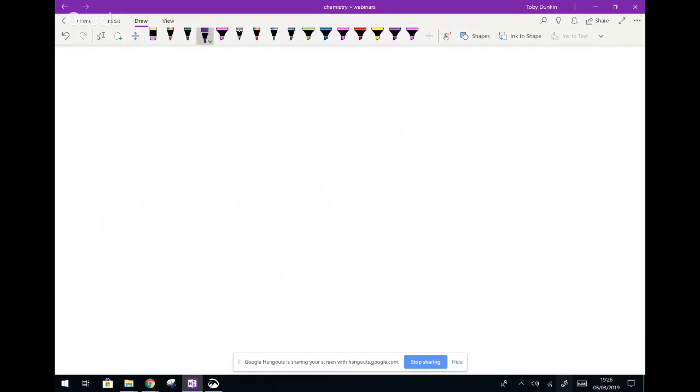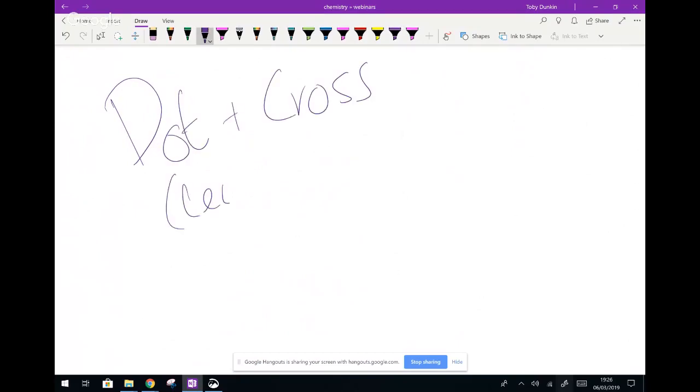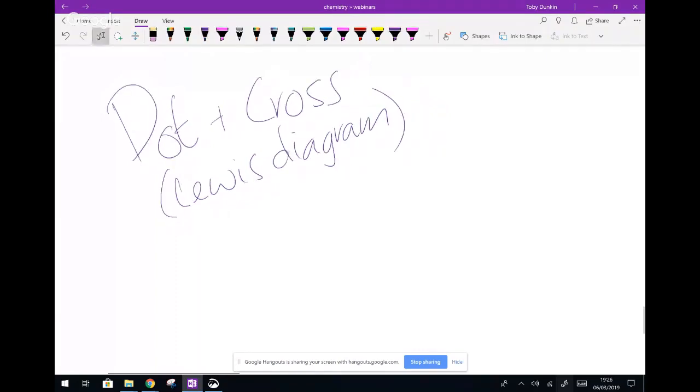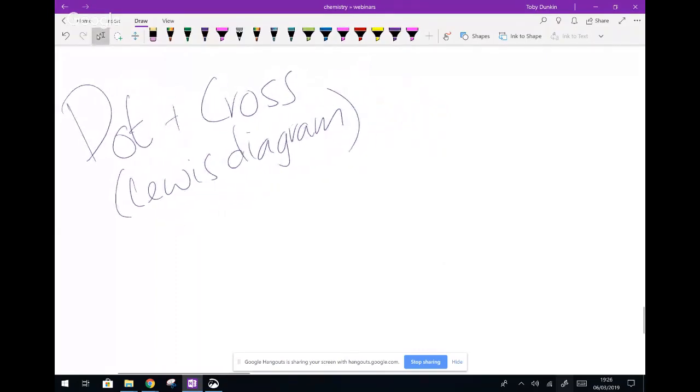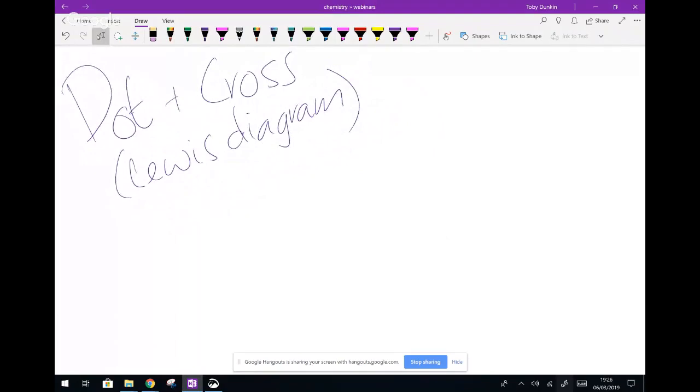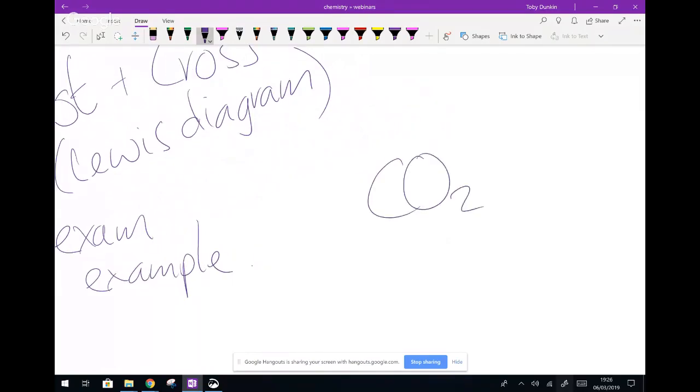And at this point, I drop into my dot and cross Lewis diagram. It's nice for me that you've got to know that word Lewis, because sometimes they completely ignore the words dot and cross. They just say, draw a Lewis diagram. So at this point, it's nice for me to mention more than double and triple bonds. So Edexcel, this is where I drop into the exam examples, because they love some of these more than others. And the one I need to talk about is carbon dioxide.